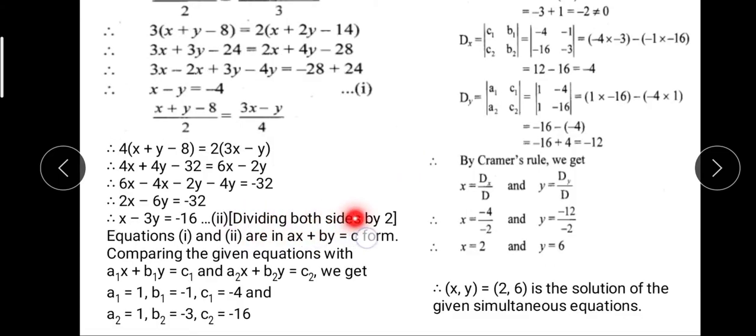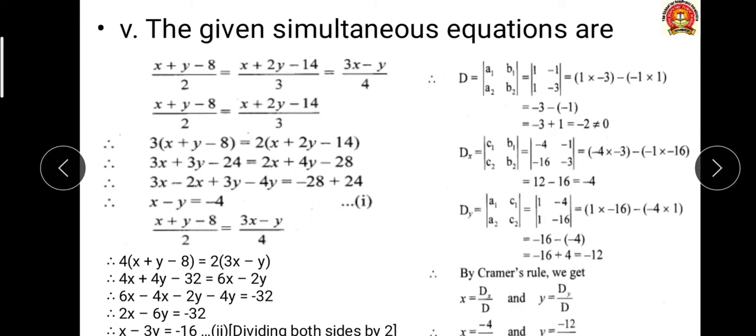So dividing both sides by 2, you will get x minus y, and try to write the general form in the simplest form. Okay, so by dividing by 2, you will get x minus 3y is equal to minus 60. So comparing this equation with this form, you have to write a1, b1, c1, a2, b2, c2, because we have to solve this simultaneous equation by Cramer's rule.